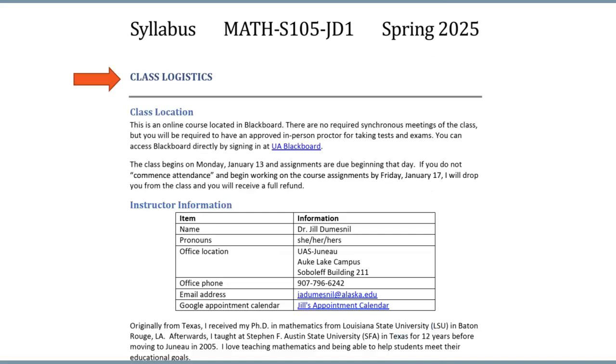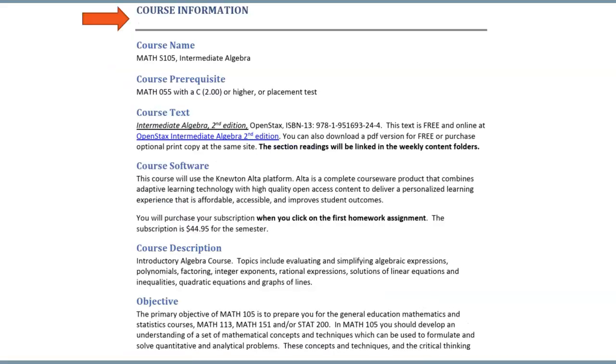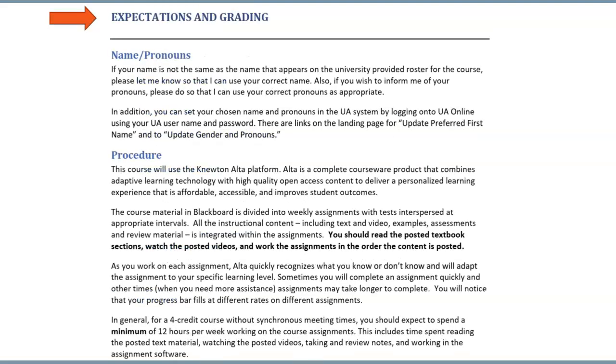Scrolling through the syllabus, we see that it is divided into four main sections. The first section is called Class Logistics. This section gives particulars about class meetings in Blackboard, instructor information including contact information, office hours, and my appointment calendar. The second main section is Course Information. Here you will find detailed information about the course prerequisites, textbook, software, student learning outcomes, and more.